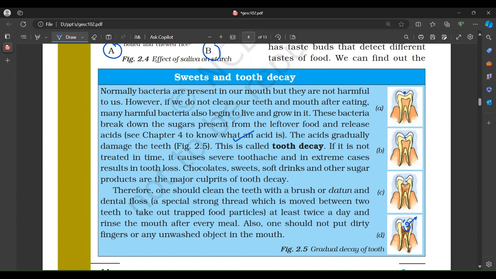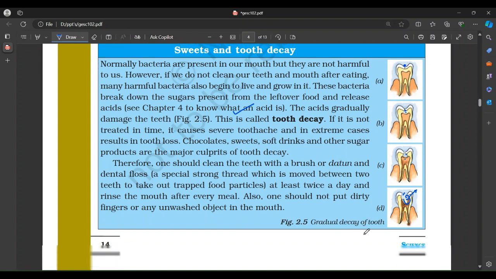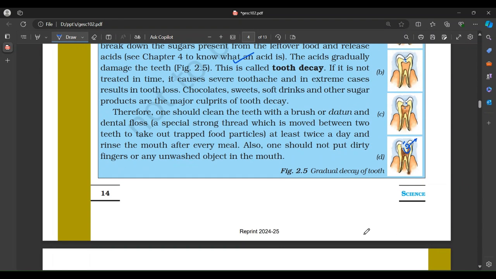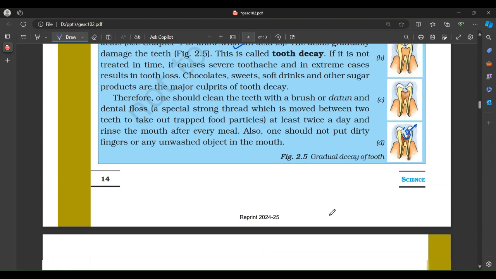Therefore, one should clean the teeth with a brush or datun and dental floss, a special strong thread which is moved between two teeth to take out trapped food particles. You will get this from medical shops. Clean at least twice a day, and rinse the mouth after every meal. That's why we have to rinse the mouth. Also, one should not put dirty fingers or any unwanted objects in the mouth. So we have to take precautions for this.